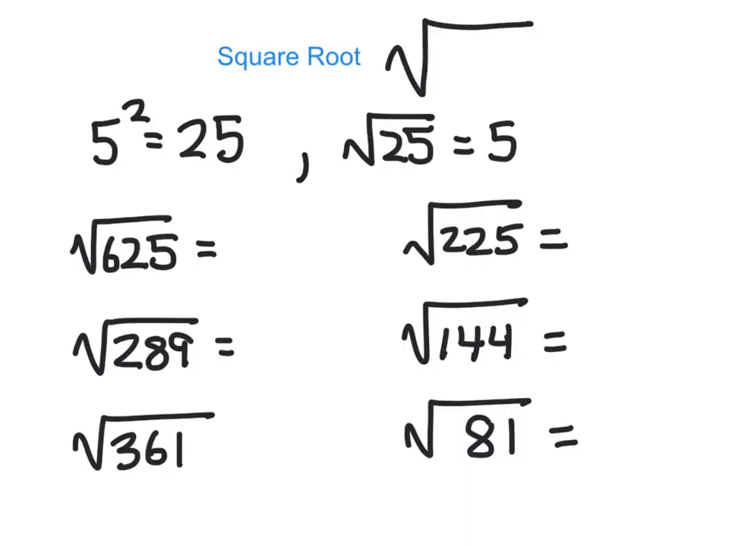Alright, so here are a list of some square roots that should be on your perfect square list. Alright, so I want you to go ahead and write the answers for each of them. The square root of 625, square root of 289, square root of 361, square root of 225, square root of 144, and square root of 81.